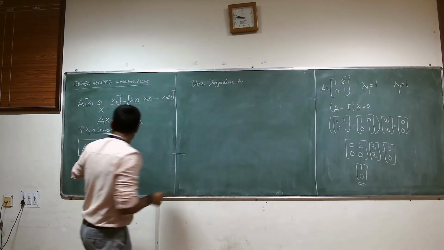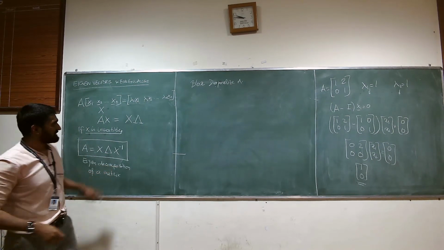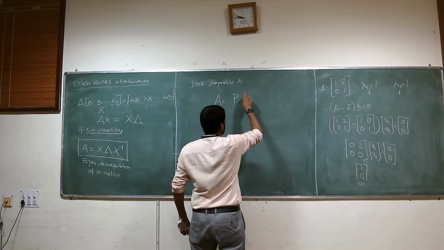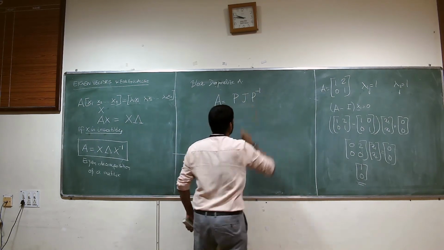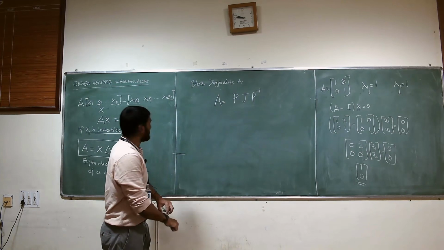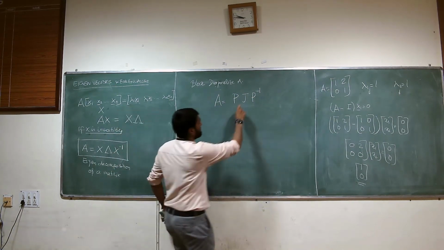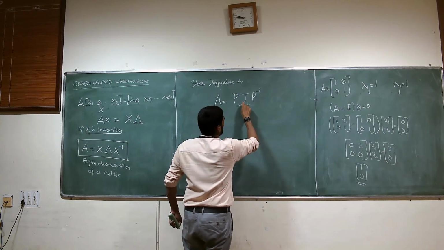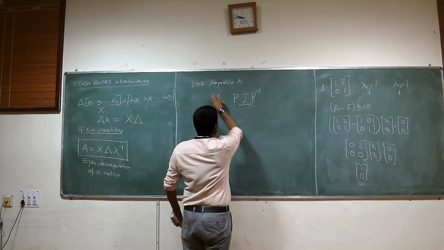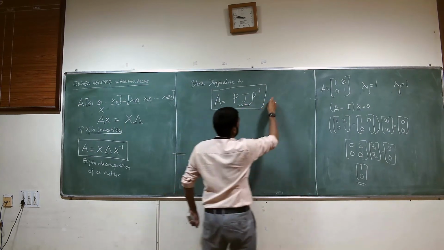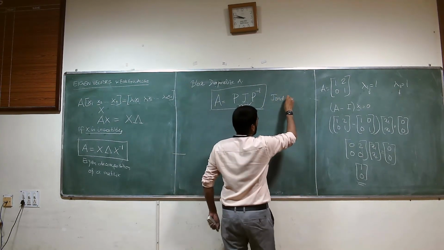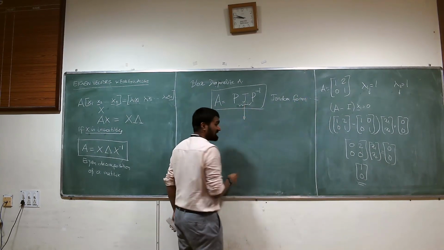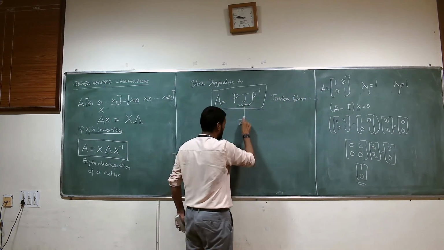You cannot write A equals X lambda X inverse. What you can do is write it like this. Some matrix P, some J, P inverse. Okay. And this form of writing is called the Jordan form. Okay. And this matrix J is not diagonal anymore, but it is block diagonal.